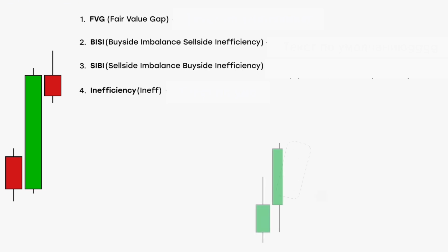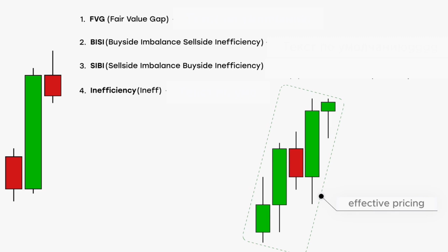Effective pricing looks like this. We don't see any gaps. The price offered is fair and balanced for both buyers and sellers. All these terms describe the same phenomenon, a price gap that arises due to an imbalance between supply and demand.